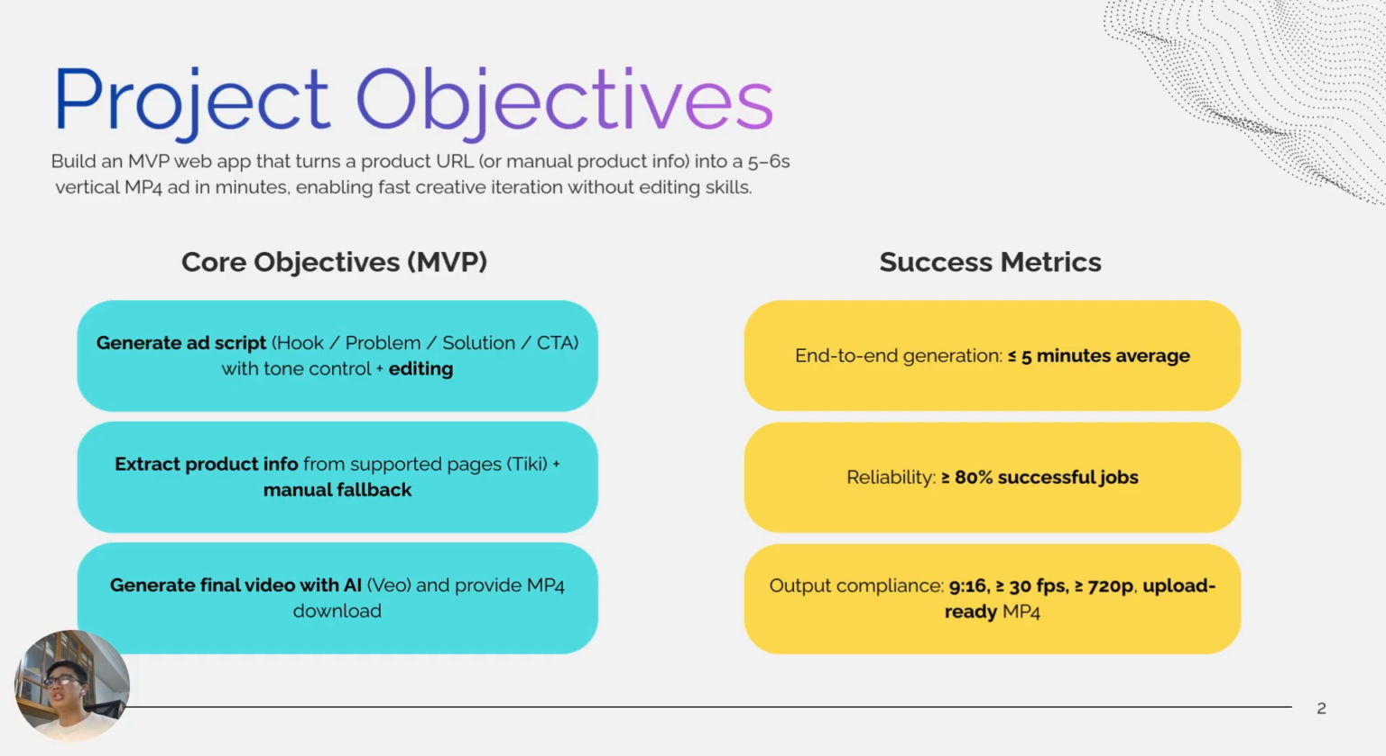Success was measured by clear targets: under 5 minutes for average generation time, above 80% successful jobs, and platform-compatible output, 9:16 aspect ratio, at least 30 fps, and at least 720p resolution, so creators can publish quickly and iterate more often. The overall impact is reducing creation time from hours to minutes, so small merchants can iterate faster and run more frequent creative tests.